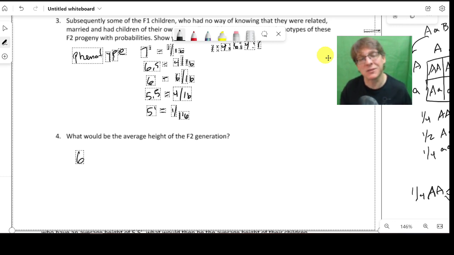The variance gets much broader, but the mean stays the same. So when you go from F1 to F2, you should have 6 feet as well. And so mathematically we just worked that out.